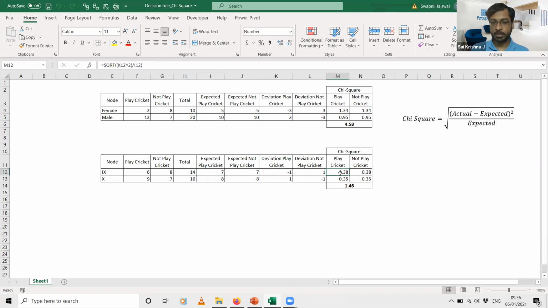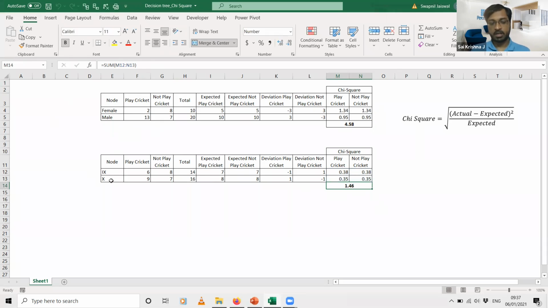And then the deviation, which is nothing but actual minus expected, that is 6 minus 7 and 9 minus 8, which is what you see here. And the same actual minus expected, whole square, divided by the expected, and then taking the square root, same formula, which gives you 0.38. Once you have these individual chi-square values, to calculate the total chi-square value for each variable, you just sum all these individual values up. So 1.34 plus 1.34 plus 0.95 plus 0.95. So this 4.58 is the chi-square value for the gender split. 1.46, which is the sum of these 4 values, is the chi-square value for the class split.